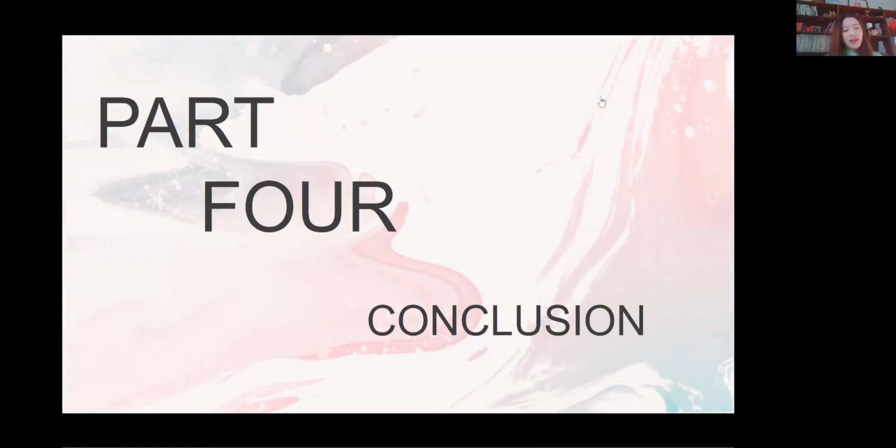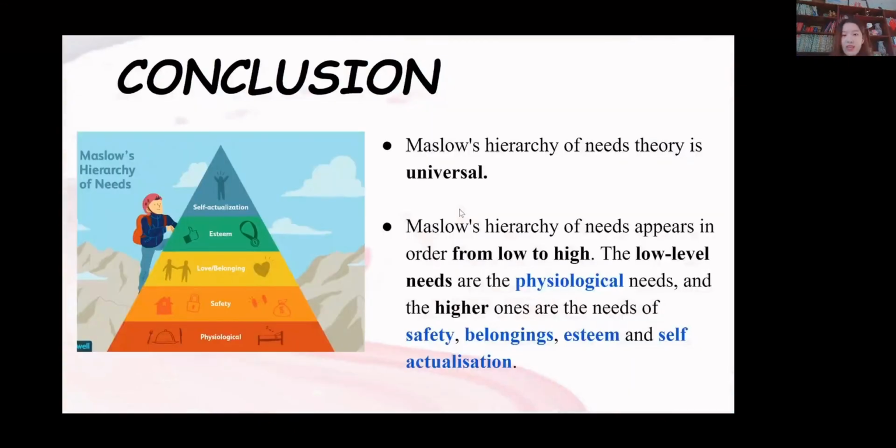The last part is the conclusion. So let me summarize. There are 2 points. The first is Maslow's hierarchy of needs theory is universal. The second is Maslow's hierarchy of needs appears in order from low to high. The low-level needs are the physiological needs, and the higher ones are the needs of safety, belonging, esteem, and self-actualization.